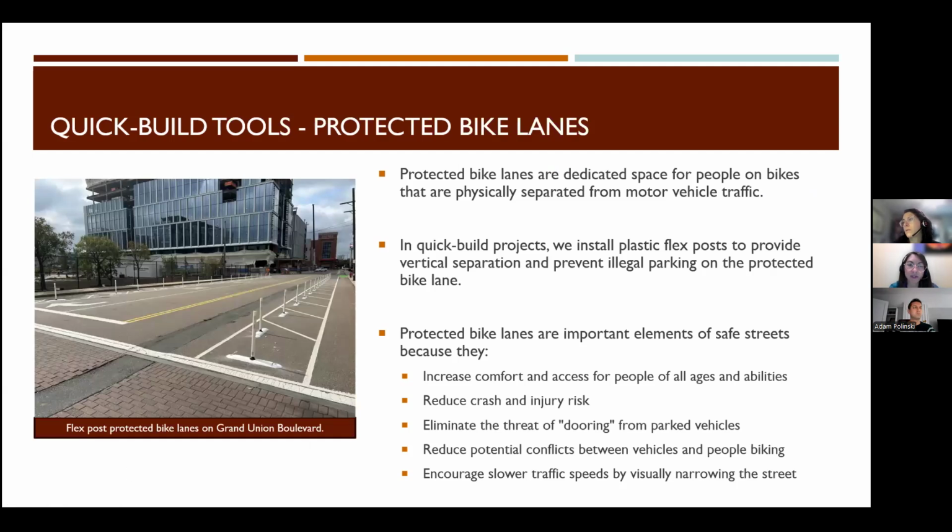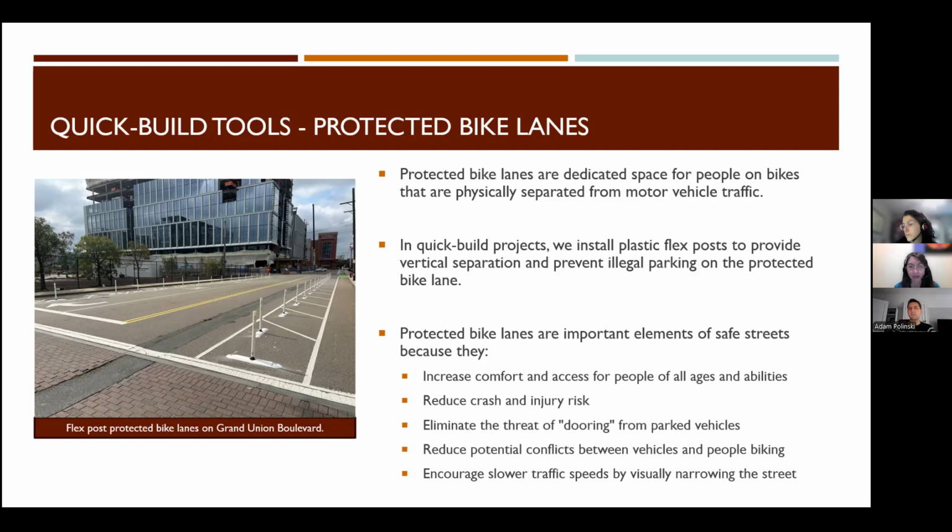So diving into what are some of these tools, we'll start off with protected bike lanes. Protected bike lanes are dedicated space for people on bikes that are physically separated from motor vehicles. So in quick build projects, we install plastic flex posts. These are those large vertical posts. You can see some examples on Grand Union Boulevard to provide that vertical separation and prevent illegal parking on the protected bike lane.